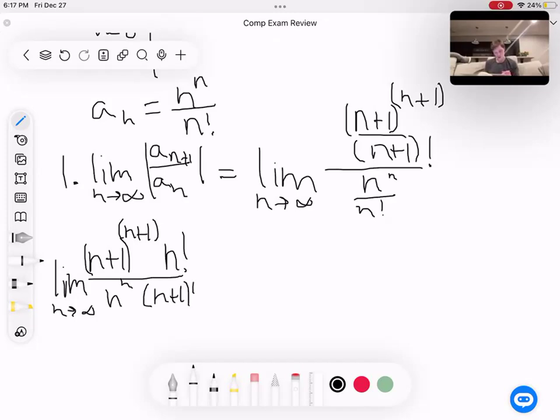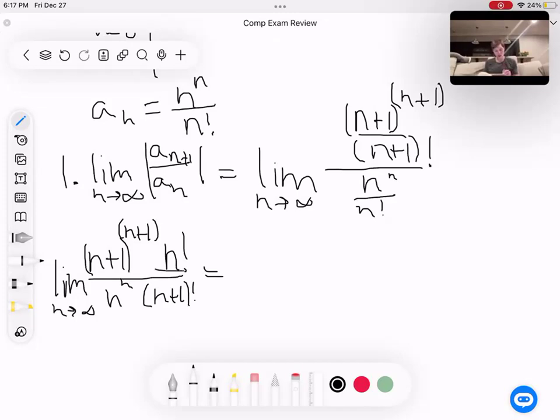Okay, so a whole bunch of things are going to cancel out, right? So what is this going to be equal to? Let's take a look first at the n factorial and the n plus 1 factorial. Well, what is the top term? That's just going to be n times n minus 1 times n minus 2 all the way down to 1, right?